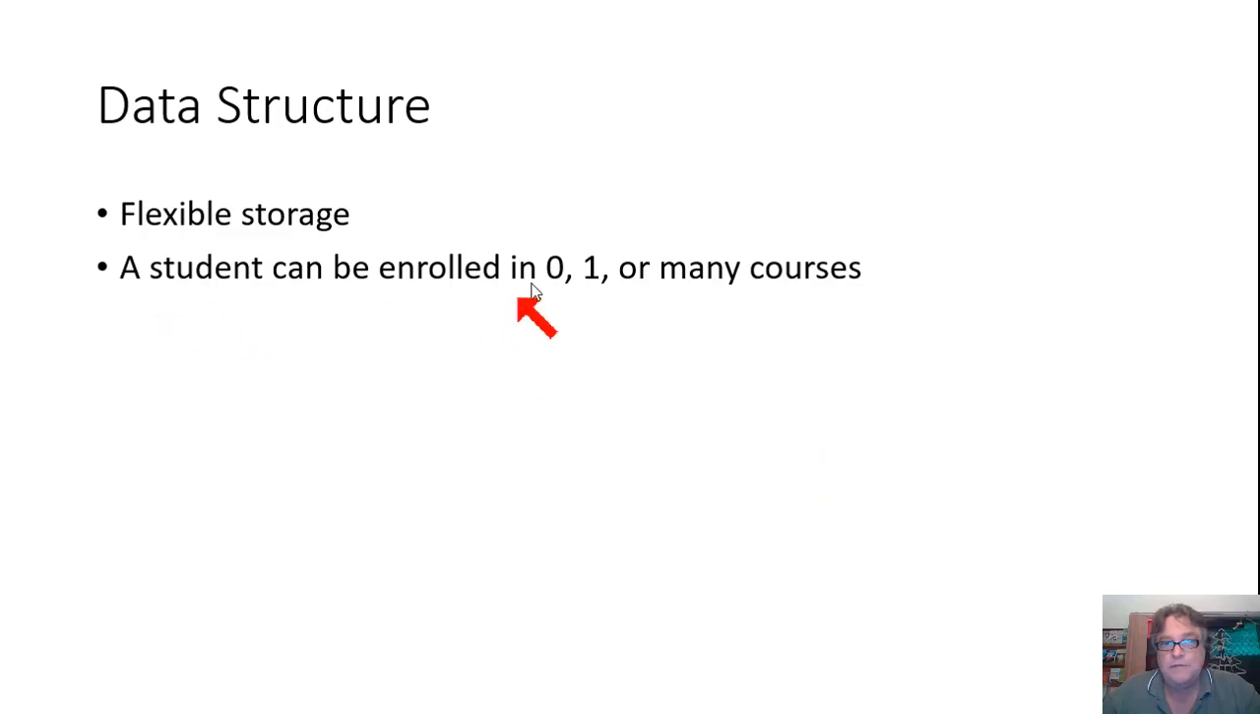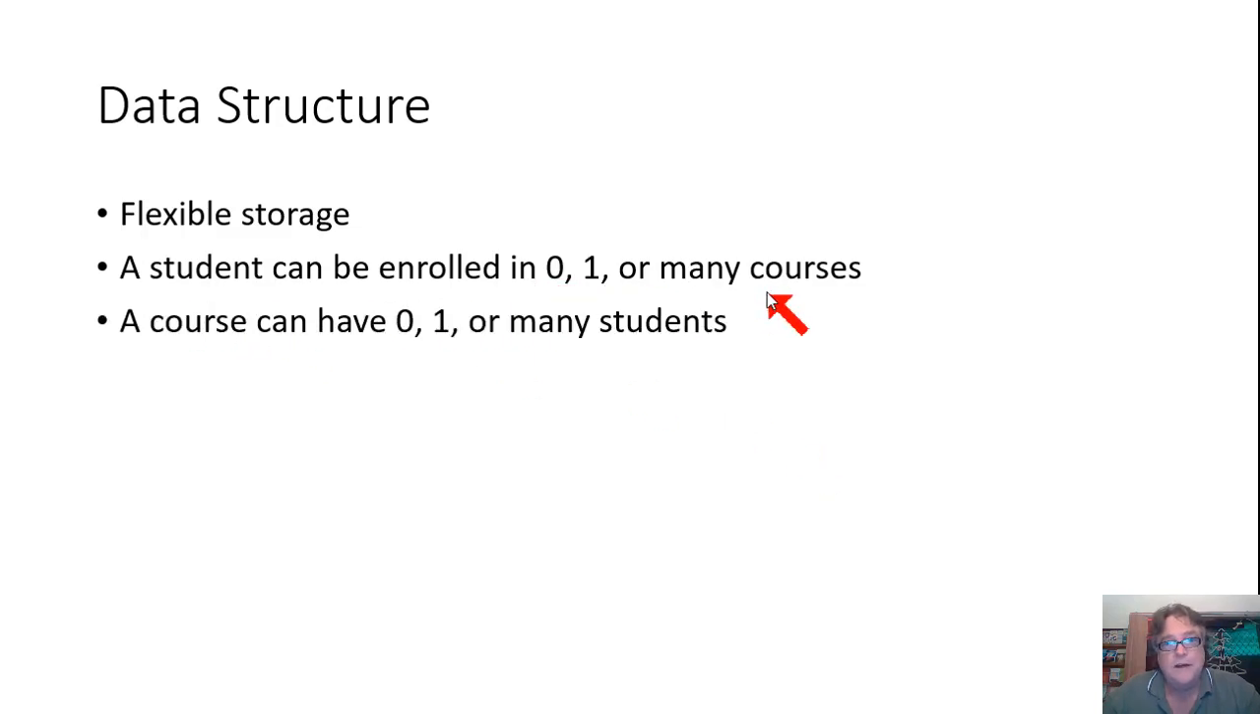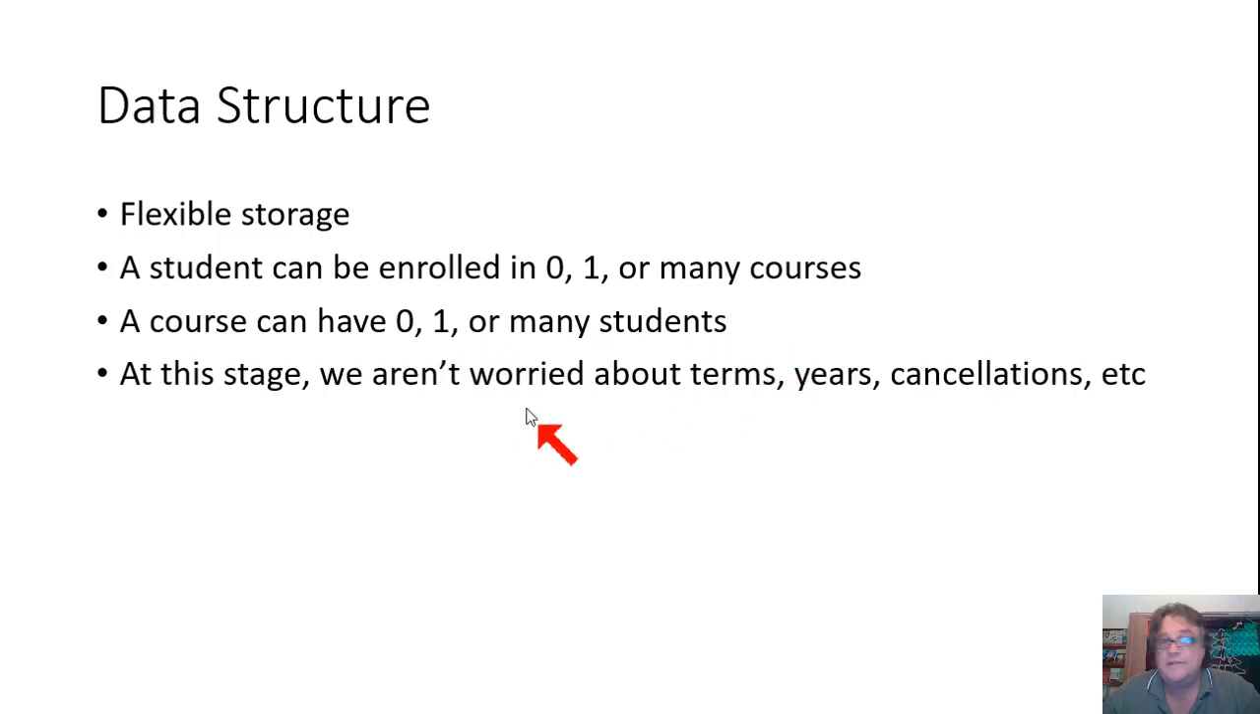A student can be enrolled in 0, 1 or many courses. A course can have 0, 1 or many students enrolled. At this stage, we're not worried about terms or years or cancellations or anything like that. We're not worried about the complexities. We can add these things in later if we wanted to. And there's many ways to do this. There's many beautiful data structures built into Java which handle this sort of thing perfectly. Unfortunately, for students in my course, we haven't covered them yet, and we don't actually even cover them in this course. We talk about them briefly at the end, and that's it. So we're going to have to keep to the basics.